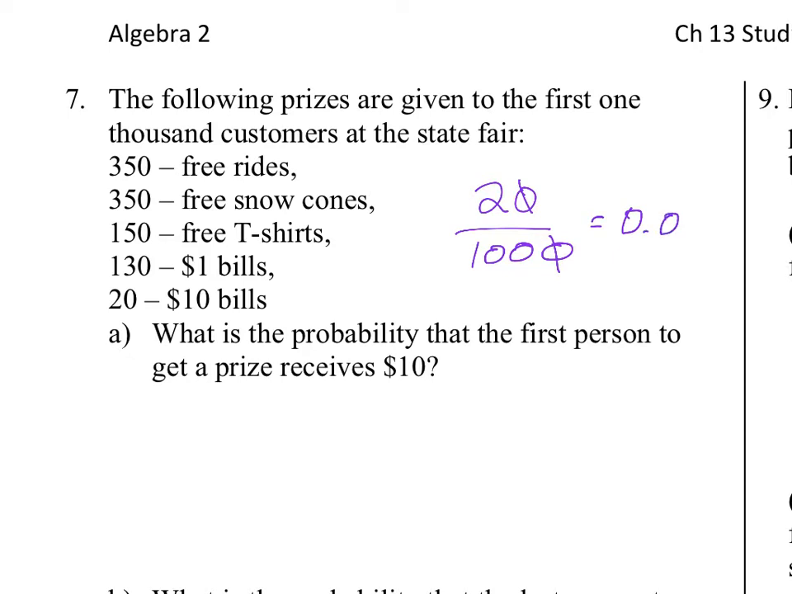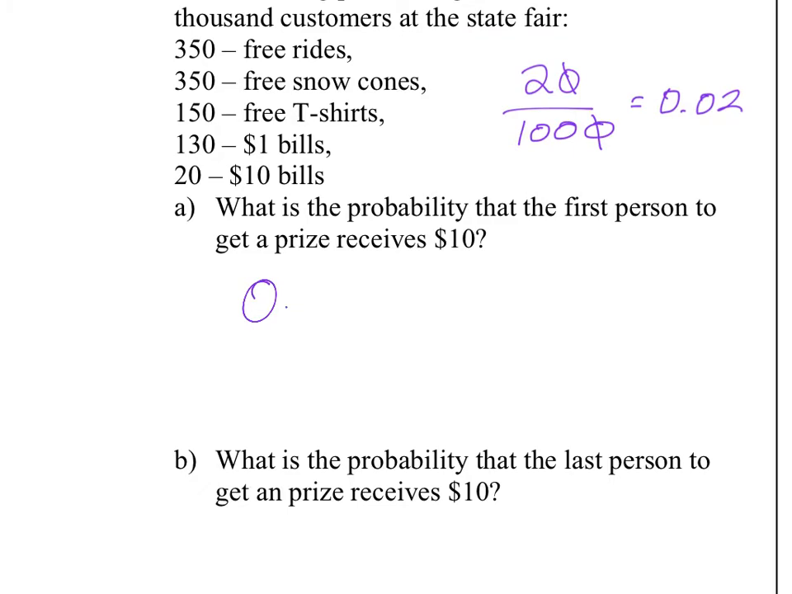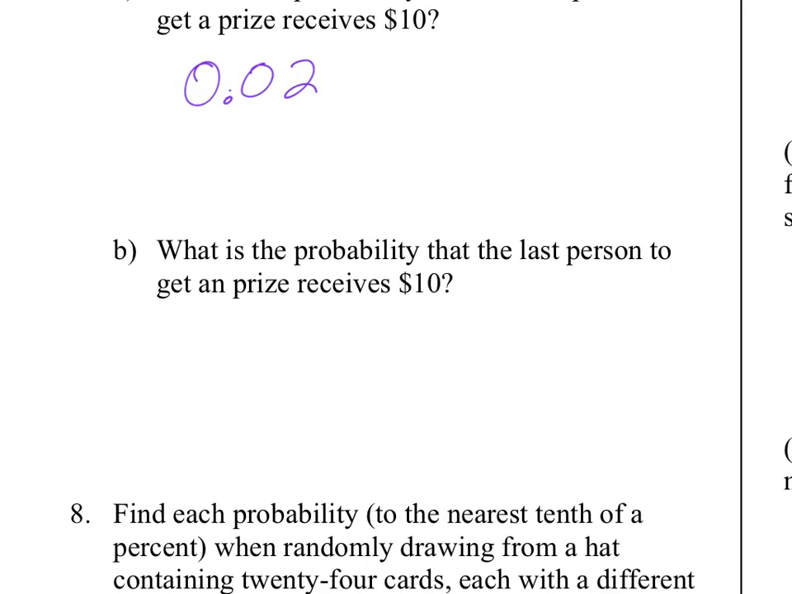0.00, nope, not the second 0, just 1 0. Tenths, hundredths. Okay. So the answer to this is 0.02. What is the probability that the last person to get a prize receives $10? Well, it's actually very simple. It doesn't really matter where in the process you are. Your probability is still going to be 2%. So it's the exact same for both of these.